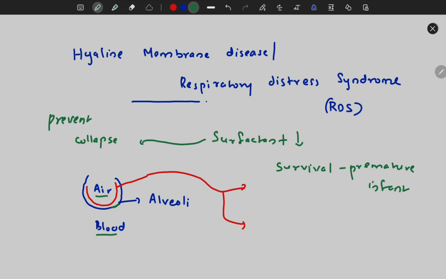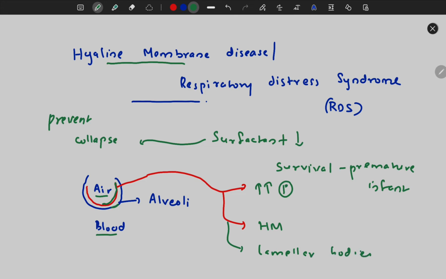So why is this called hyaline membrane disease? It is because this partially collapsed alveoli contains a fluid. So this is that fluid. It contains a fluid with a high protein content, many hyaline membranes, and there are also lamellar bodies.